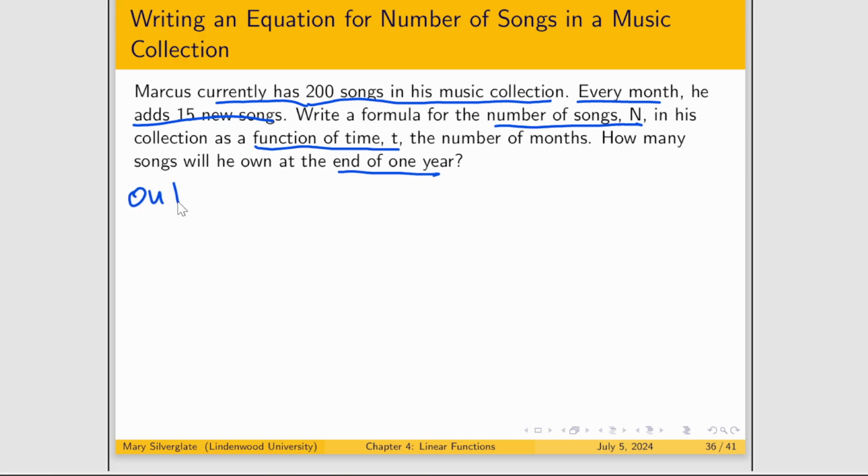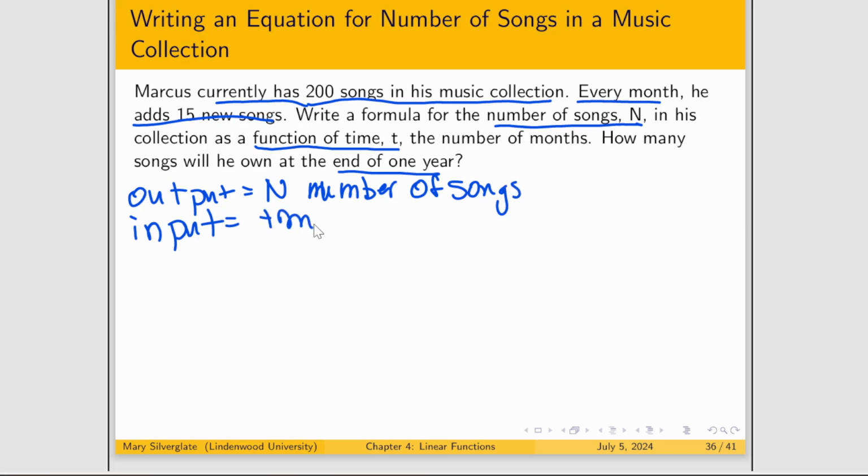So let's identify our parts here. We want to identify outputs and inputs. In this case, what's my output? That would be n, my number of songs. That's what I want to figure out. And what does it change over? What's my input? That is time, in this case t, the number of months.